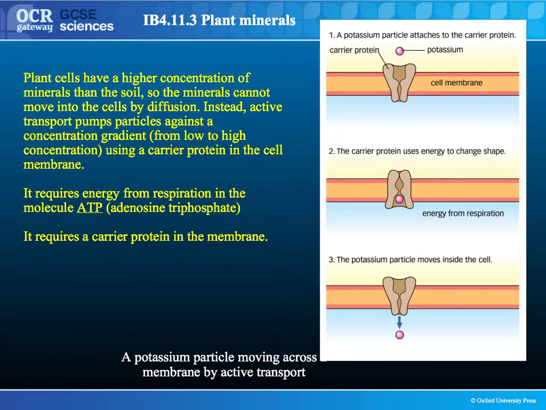But to be able to do that, it has to use a carrier protein within the cell membrane. Now, the reason that it needs energy is that as the potassium particle attaches to the carrier protein, the carrier protein uses the ATP molecule, which is the energy molecule, and it causes the protein to change shape. This will then allow the particle of potassium to be released inside of the cell.